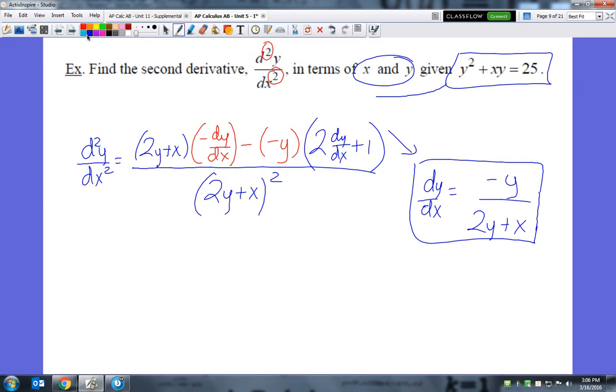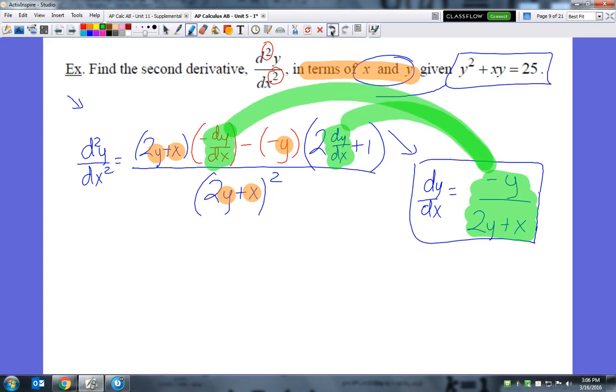Right now, this could be the answer, but you would get part of it wrong because you don't have it written in terms of x and y. You have it written in terms of x, y, but you also have it written in terms of dy/dx. And it didn't say to write it in terms of dy/dx, it said just x and y. So we need to figure out a way to resubstitute all this where the dy/dx's are, because then it would be in terms of y and x.